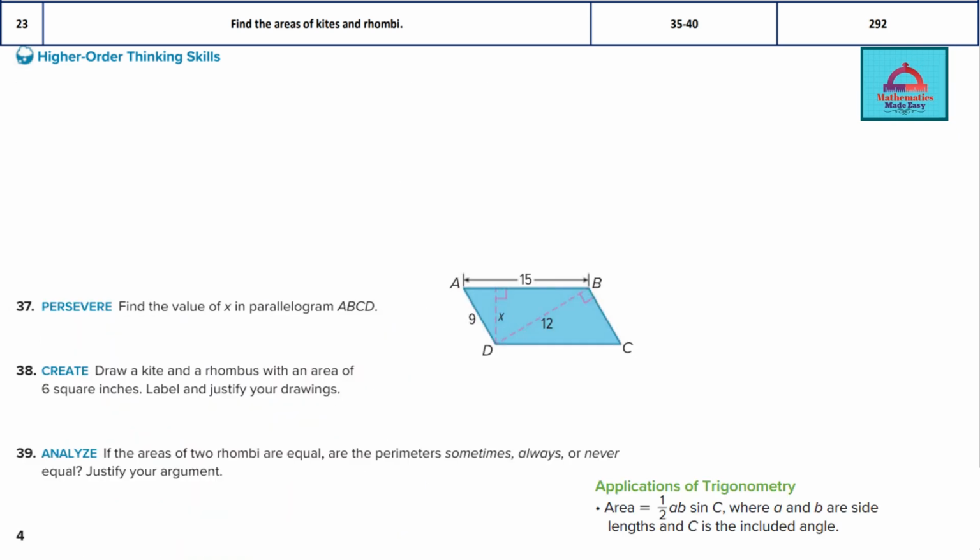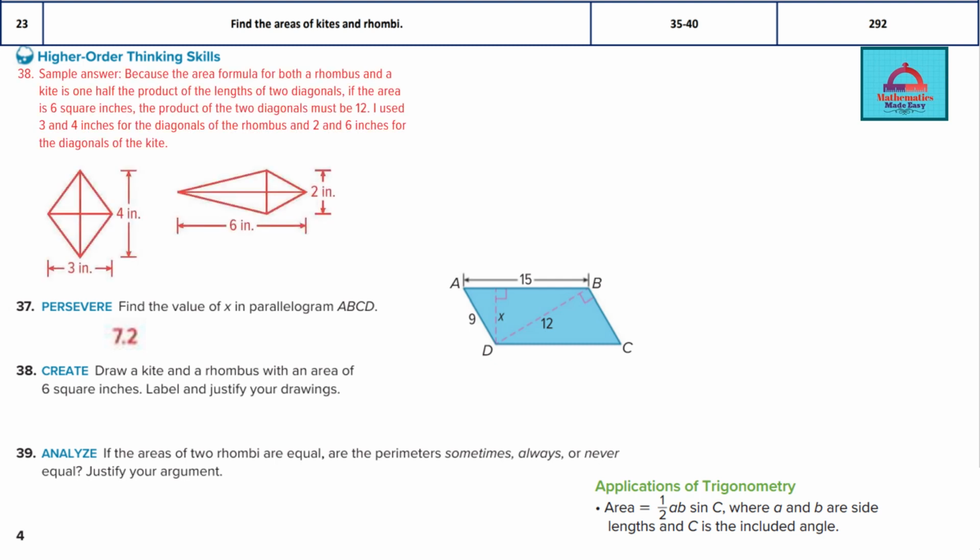Okay, let's solve question 37. Here you need to find the value of x in the parallelogram ABCD, which is given to you here. So you are going to use the formula for area of parallelogram and area of triangle for solving this question. Also, because you see right angles, you are going to also apply here for this question the Pythagorean theorem to get your value of x. So the answer is going to be x equal to 7.2. Let's do question 38.